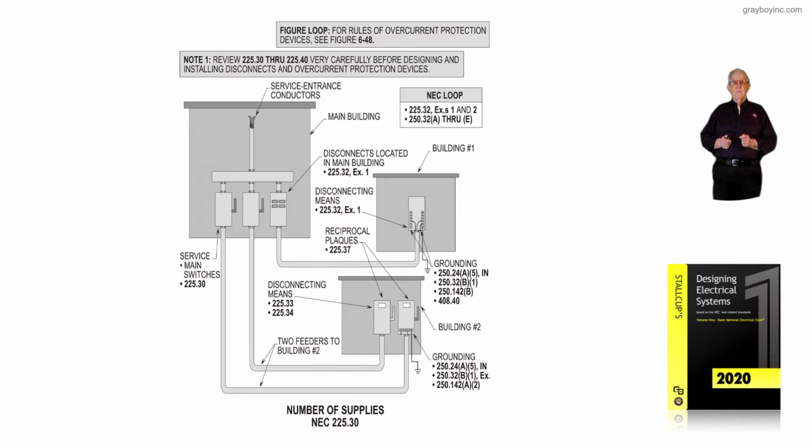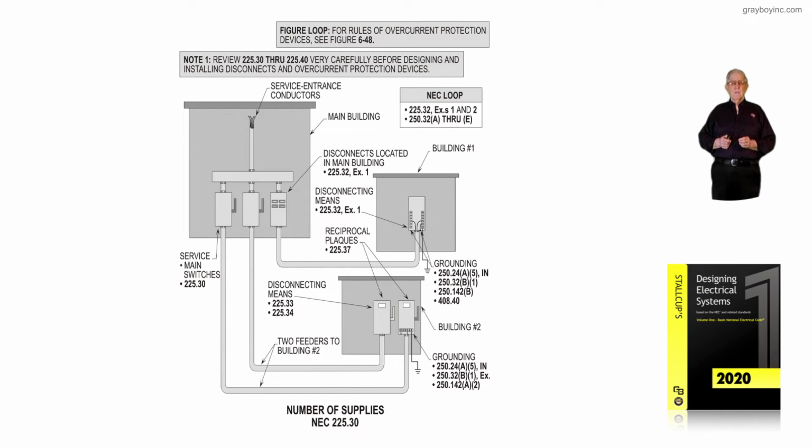But now let's review the disconnecting means for building number 1 supplied from the main service disconnecting means. And we're looking at 225.32 exception 1. We have the main that's there at the service, and we could have as many mains as a designer or installer desired in building number 1 if it was an industrial site type building.